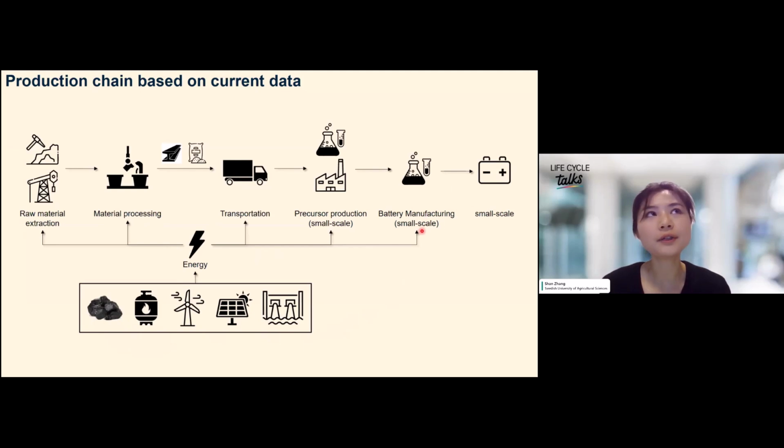there's often only small-scale data available for the foreground system, including battery manufacturing processes and some precursor chemical production. For example, some cathode active materials in sodium-ion batteries, or solid electrolyte in all-solid-state batteries. Additionally, normally only small-scale data is available regarding the battery technology as well, like the battery composition and performance.